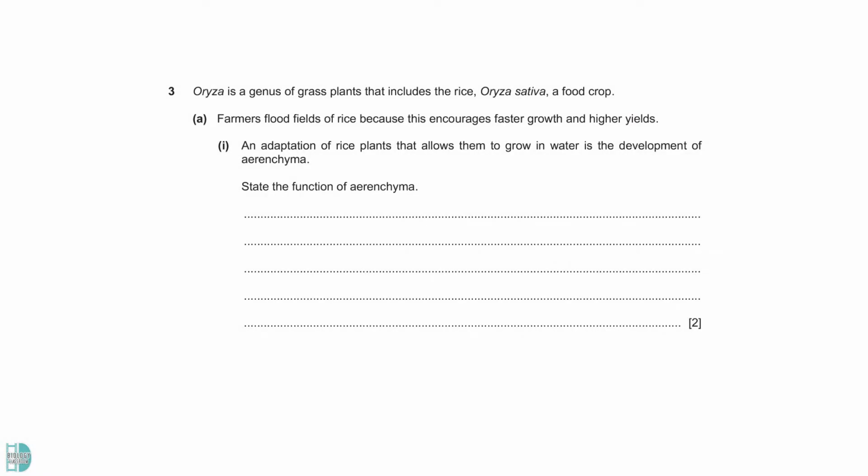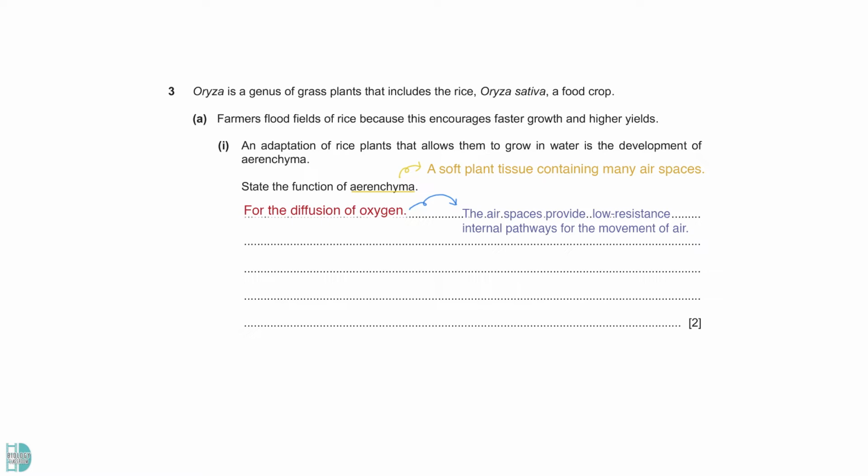Question 3 is about rice plants. A1. State the function of parenchyma. Parenchyma is a soft plant tissue containing many air spaces. Those air spaces provide a low-resistance internal pathway for the easy movement of oxygen in the plant.